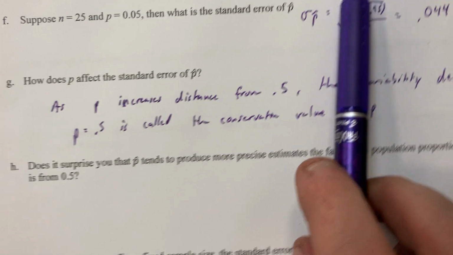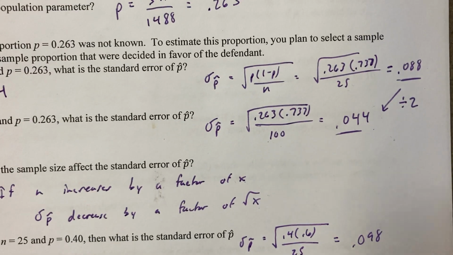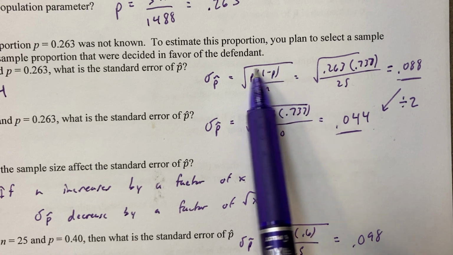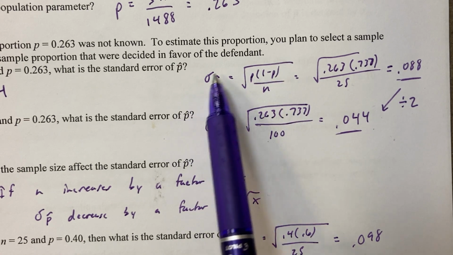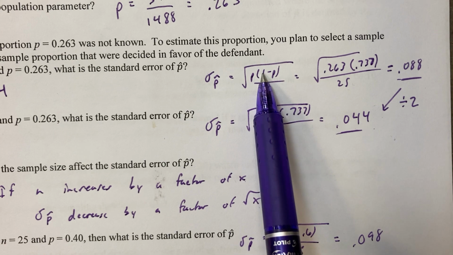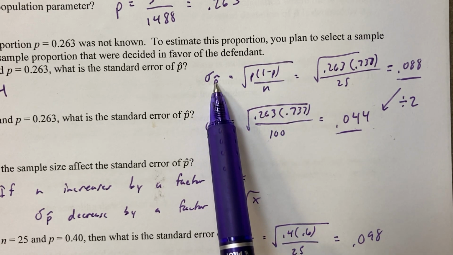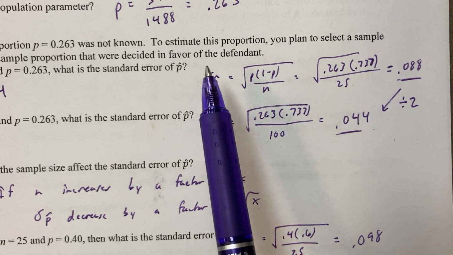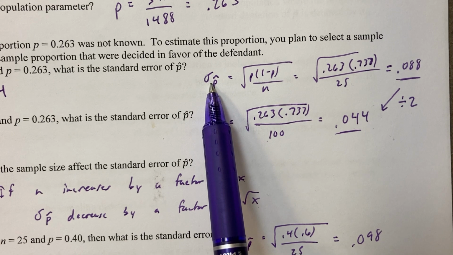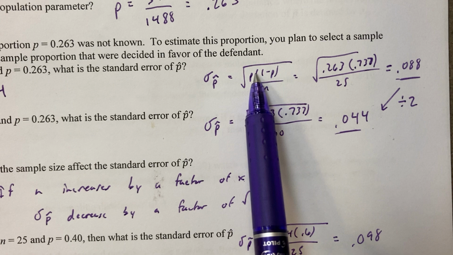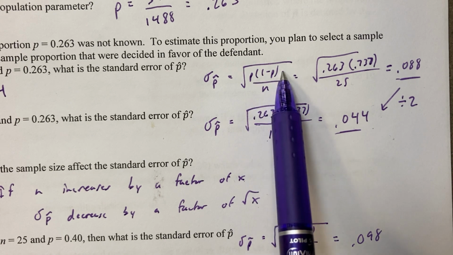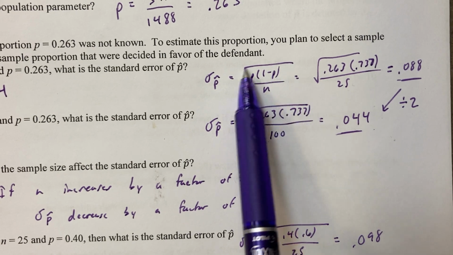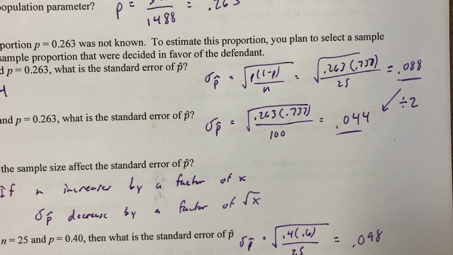But if you look at the formula, it's right there. If you decrease this numerator, you decrease this. Decreasing the numerator decreases variability. Decreasing the numerator means you're less spread out, which means more precise. So how do you decrease this? You have to make p far from 0.5. 0.5 and 0.5 is the largest this numerator can be.